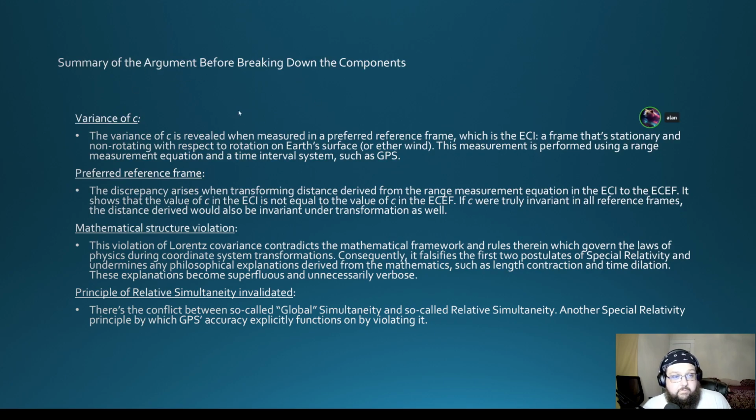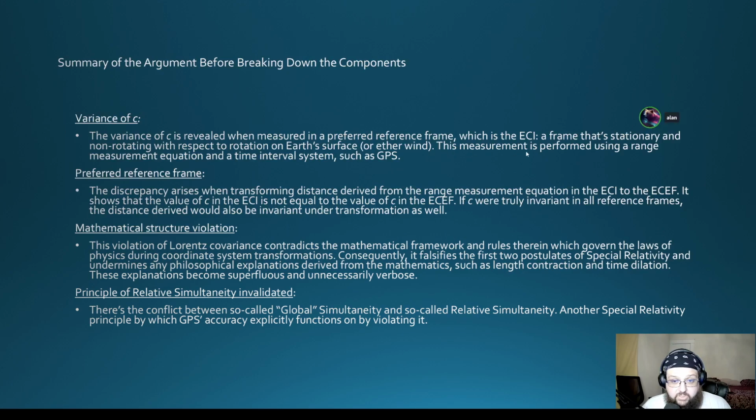So a summary of the argument before breaking down the components. The variance of C is revealed when measured in the preferred reference frame, which is the ECI, a frame that is stationary and non-rotating with respect to Earth rotation on the surface, or you could equate that to ether wind. This coordinate system is literally interchangeable with how you interpret Earth rotation as being stationary relative to an ether wind. So I'll make references to that. This is literally just a perspective change right here.